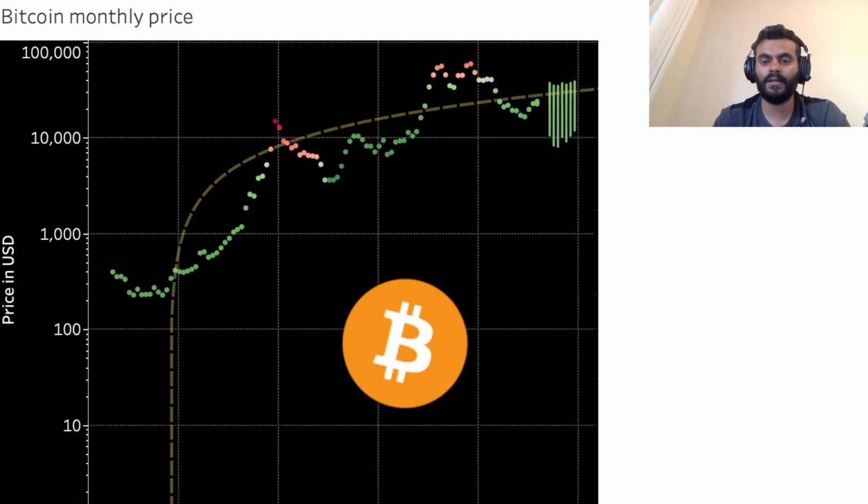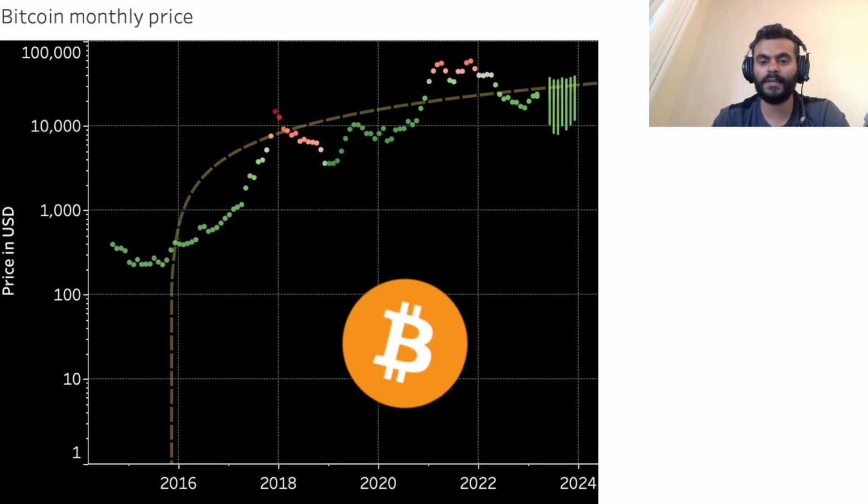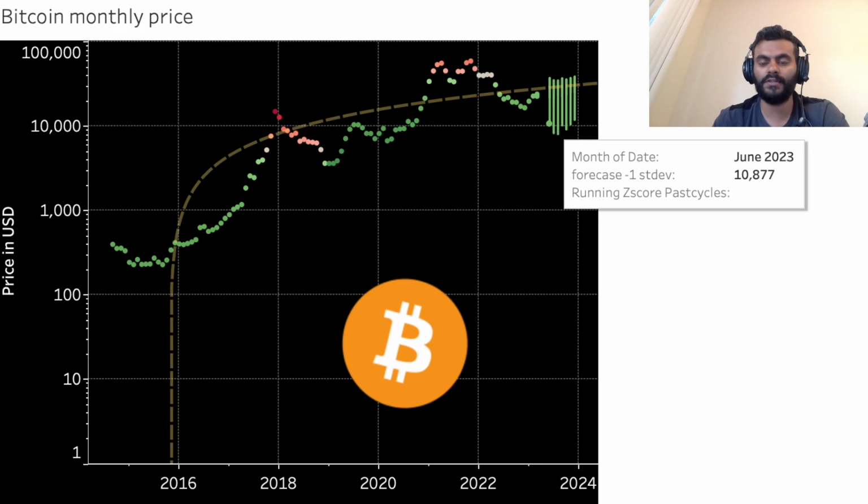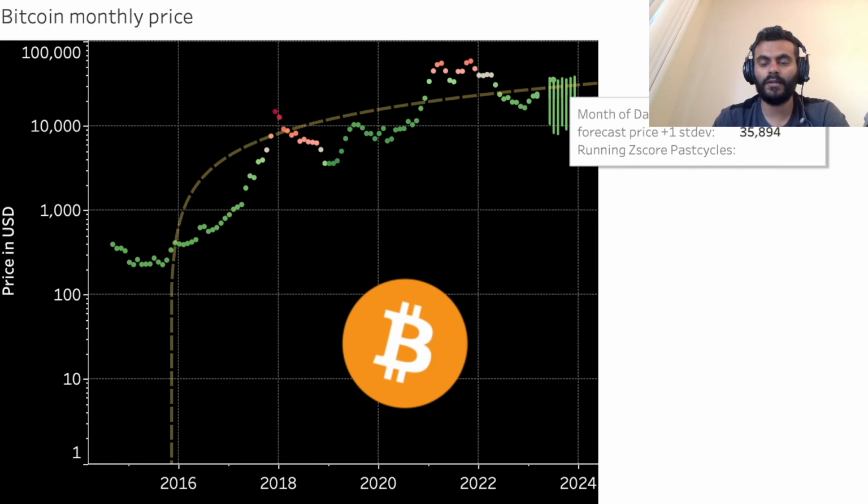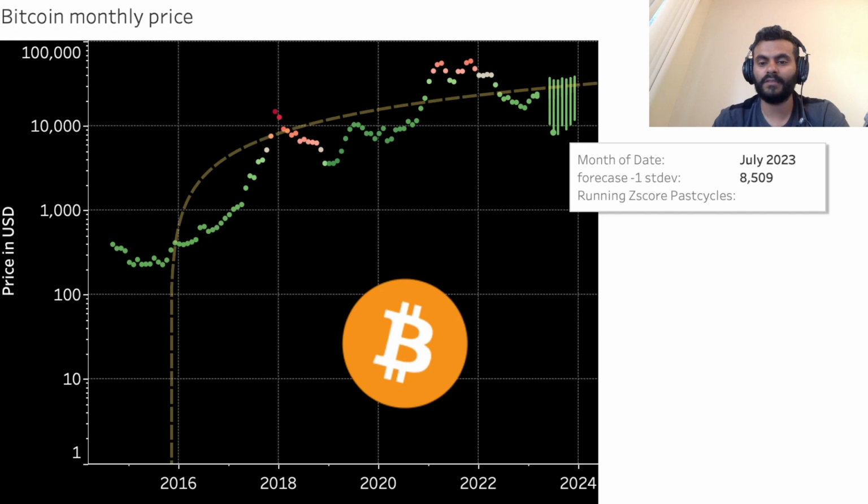Similarly, I have created what could happen in a bias towards the bearish side. Instead of two standard deviations, I have kept one standard deviation as a ceiling in that scenario. So for June the price is at 38,000, which is one standard deviation away from the base forecast that I just shared, and one standard deviation to the downside, the price forecasted is at 10,800. In July, one standard deviation to the upside is 35,800, whereas the bearish forecast is at 8,500.